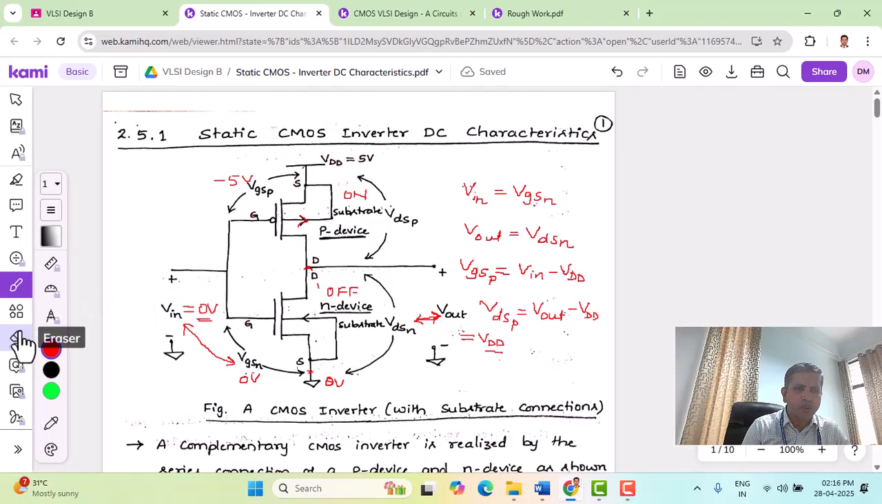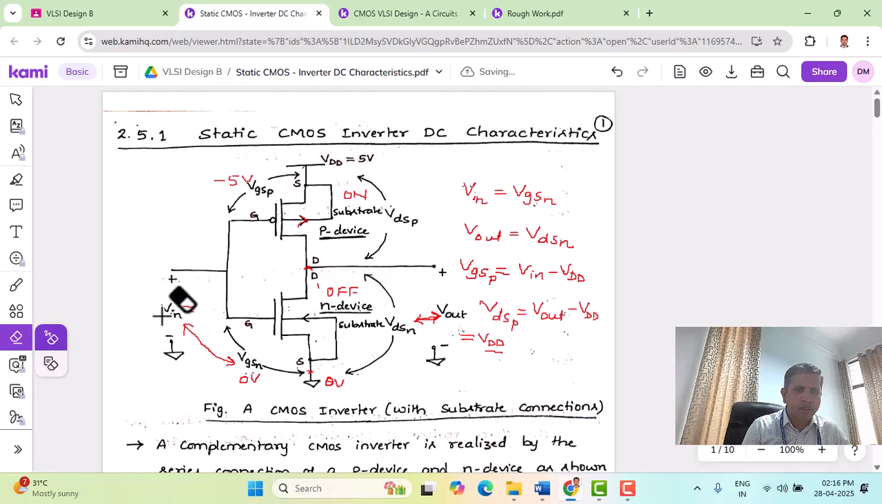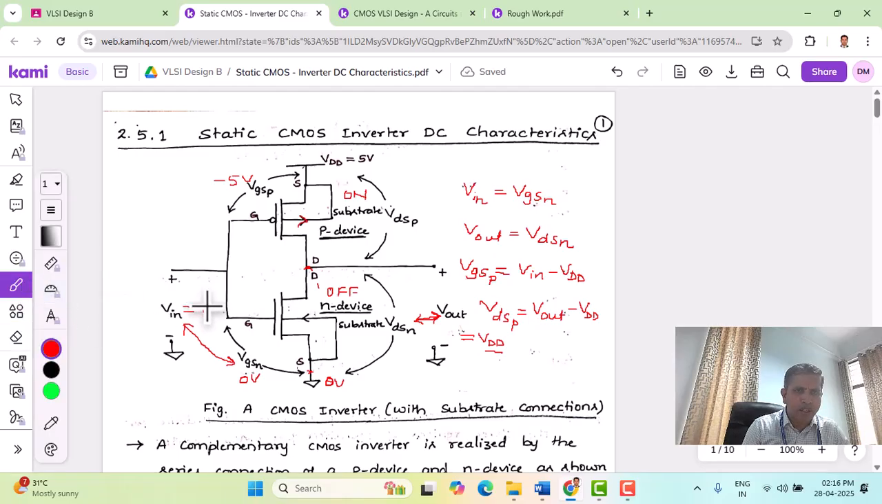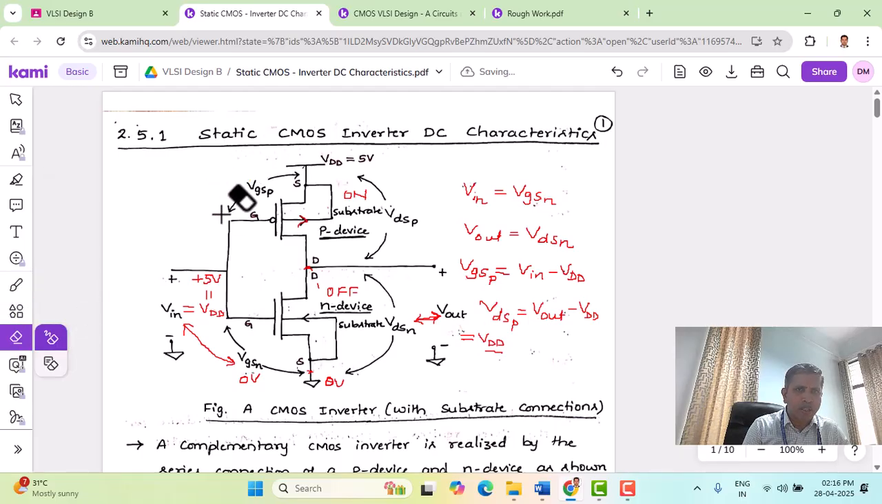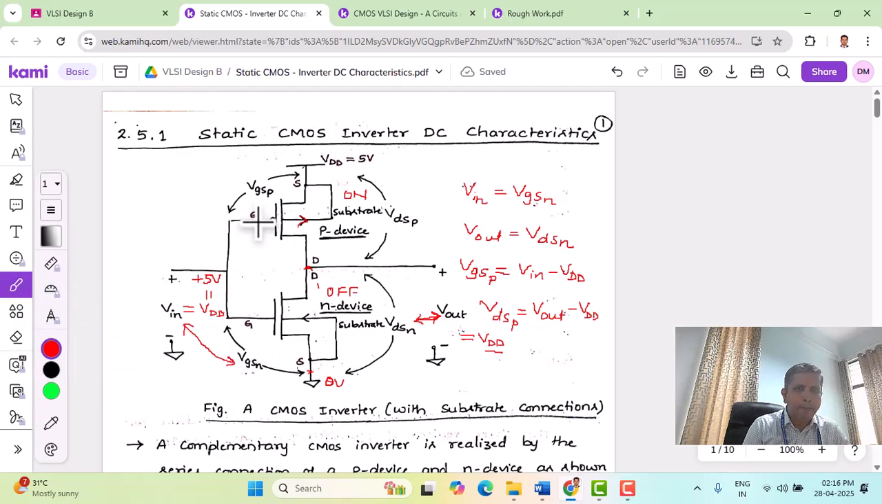When input is increased to or applied with 5 volts or VDD, which is equal to plus 5 volts. Now let us see what will be the voltage at VGSP and VGSN. Now 5 volts is here and source is also at 5 volts. Therefore VGSP is going to be 0 volts. Whereas here gate is at 5 volts, source is at 0, VGSN is going to be at 5 volts.